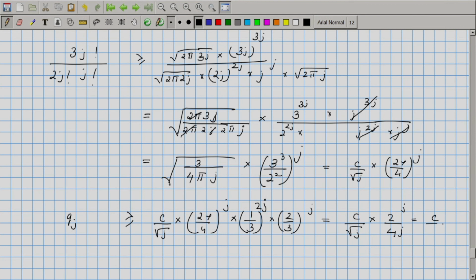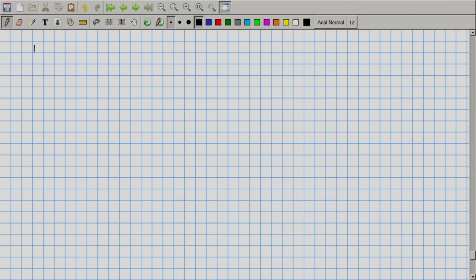This is equal to c by root j times 2 raised to j. Okay, that is the probability of qj. So, if you start at jth position, we can summarize this as, if we start with j matches, probability of success is greater than qj, qj itself is greater than c by root j times 1 by 2 raised to j.